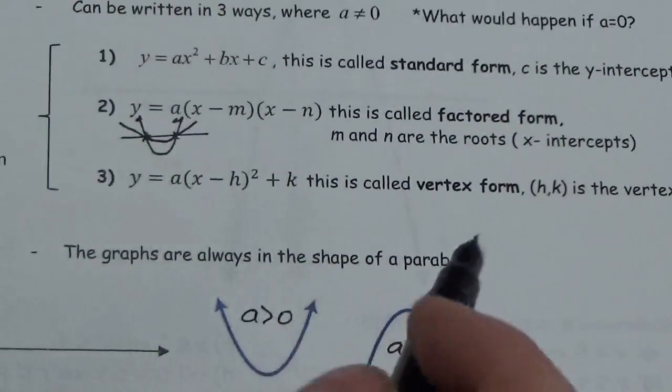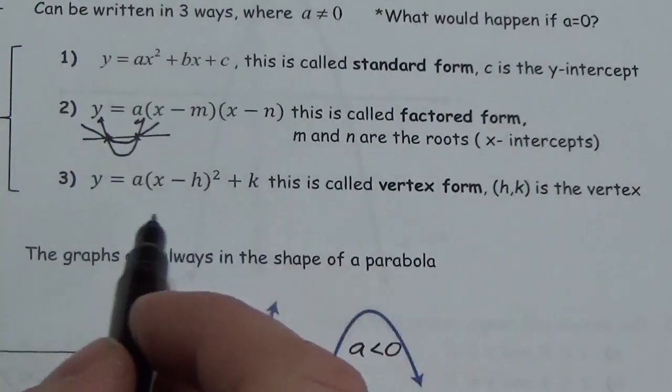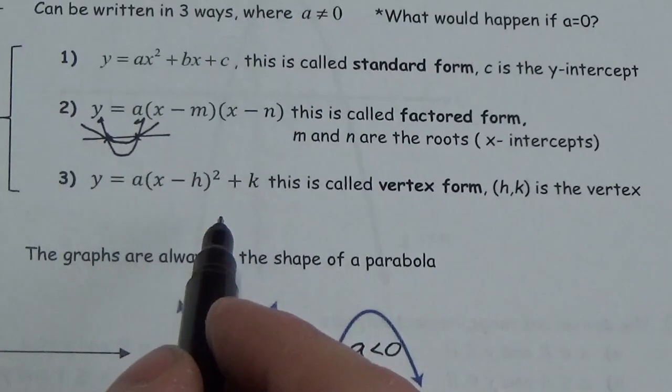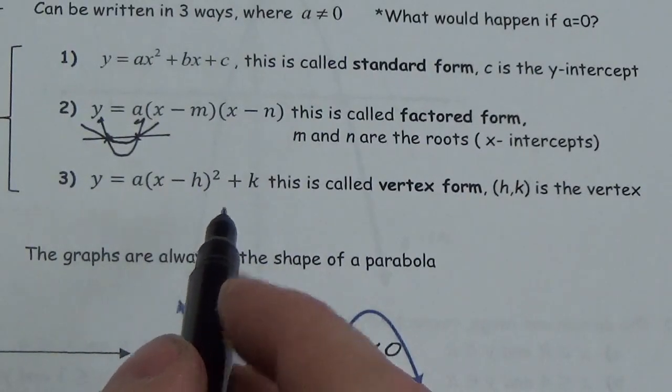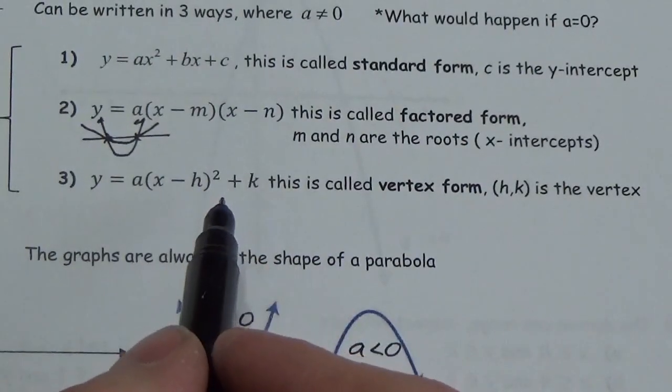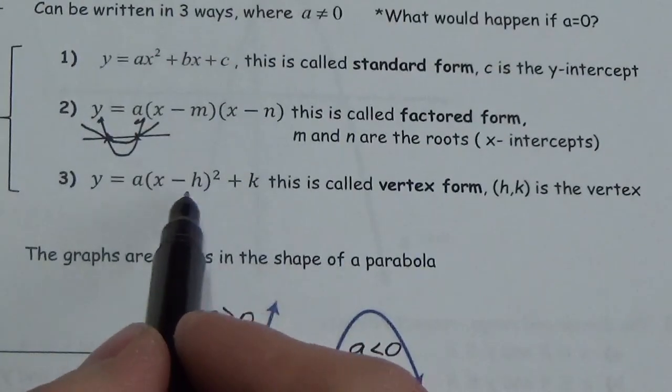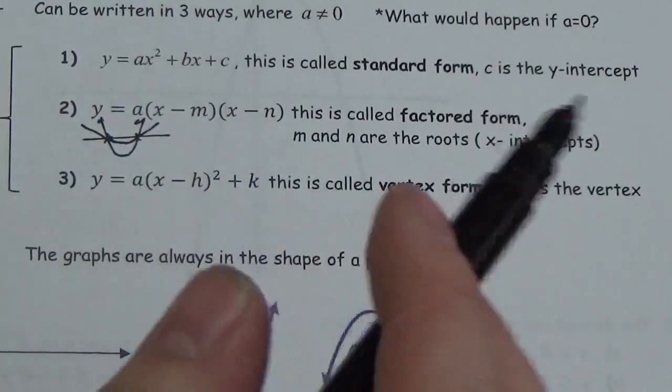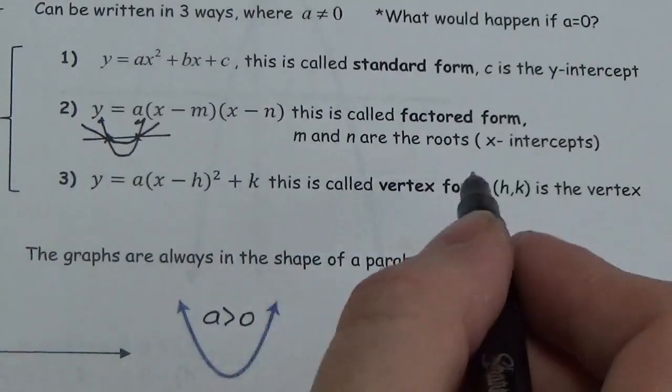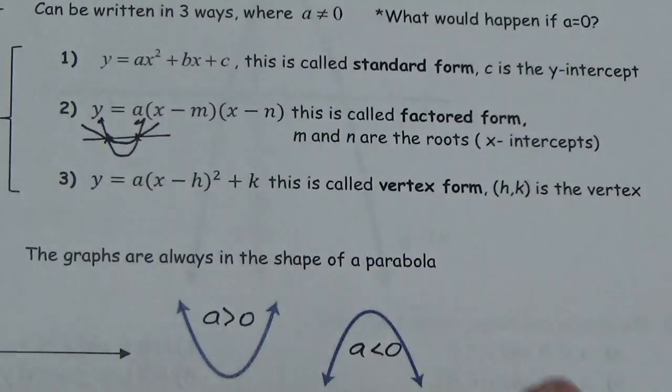The last form is called the vertex form, and in terms of graphing, it's probably the most useful one that we'll work with here. You've got your a there, and the reason why this is so useful to us is because the h and the k value are significant. They form what's called the vertex of the parabola.